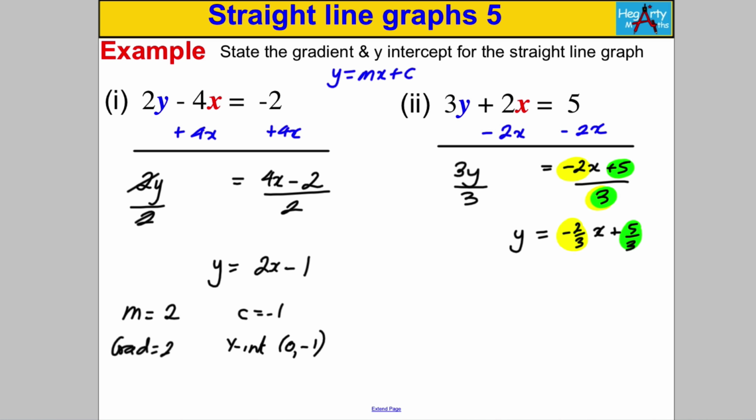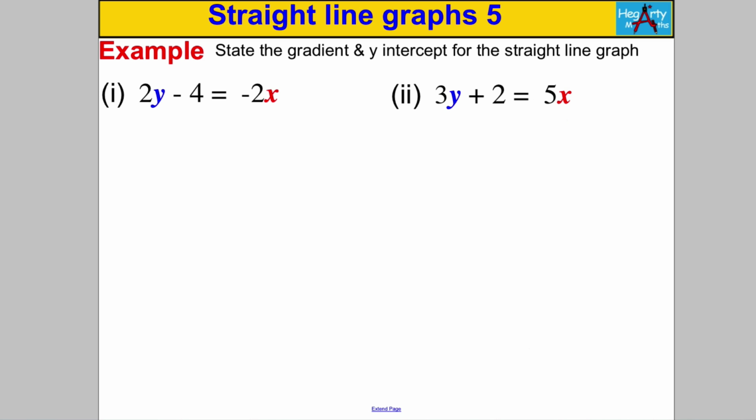It's in the form y equals mx plus c, and m here is negative 2/3, so the gradient is negative 2/3, and c is equal to 5/3, so the y-intercept goes through 0, 5/3, and we're done. Next one, pause, have a go.